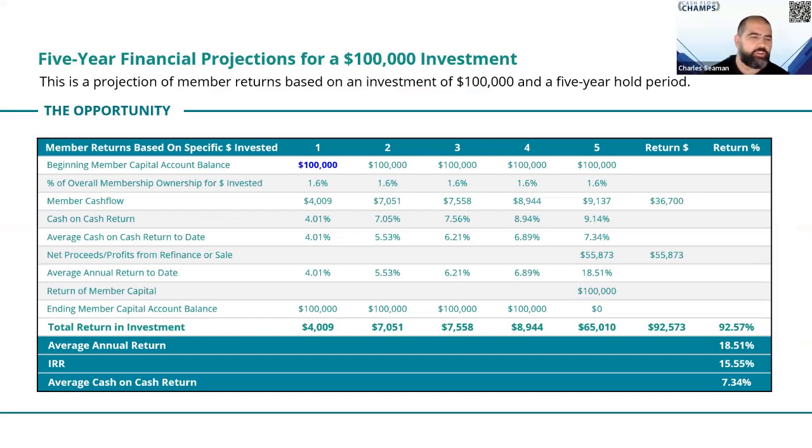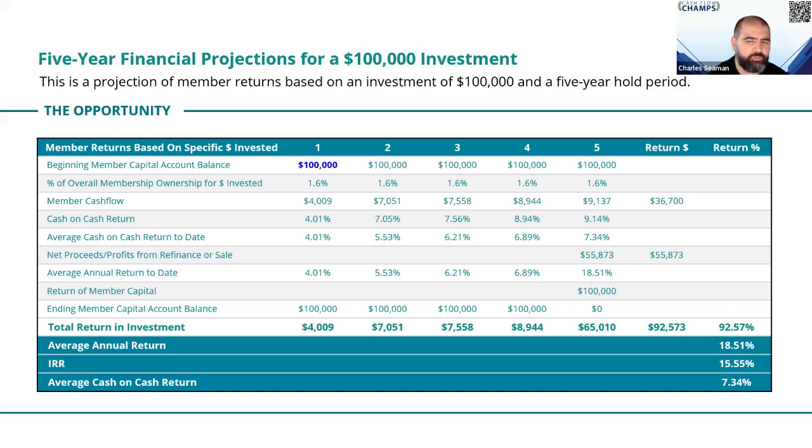Yeah, sure. So this slide is an overview of what it might look like if somebody was to invest $100,000 in the deal. What it's showing is that in year 1, you get cash flow of about $4,000. And you'll notice in year 2, that goes up, and it continues to go up throughout the life of the investment. So for a $100,000 investment, you would roughly expect to receive approximately $36,000 in cash flow over the whole period, which is a 5-year projection.